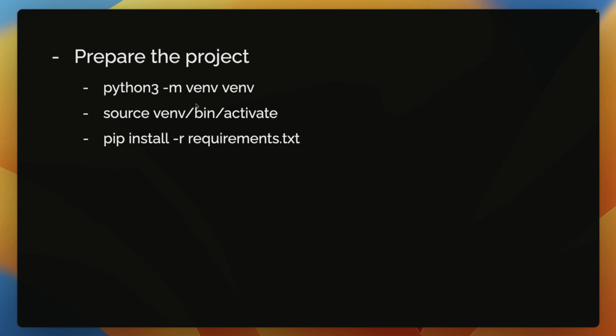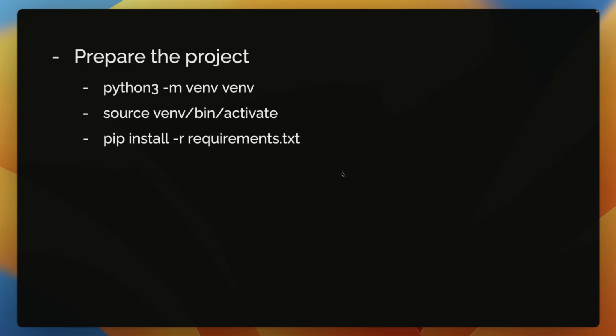So first step, we are going to create a virtual environment, then activate this environment and run pip install -r requirements to install the dependencies in our virtual environment. Once this is done, let's dive in.